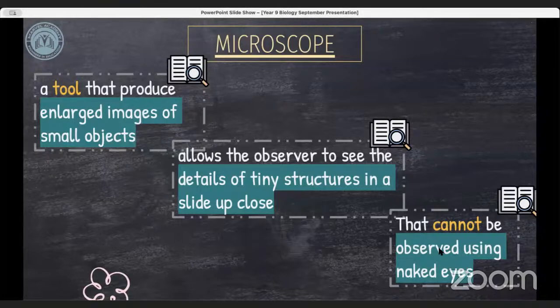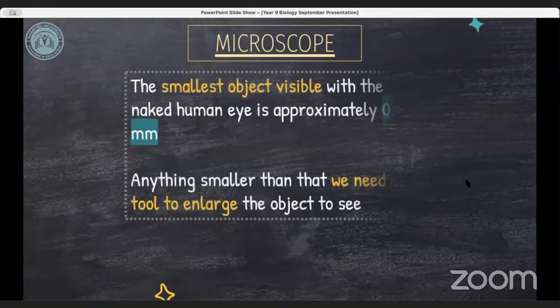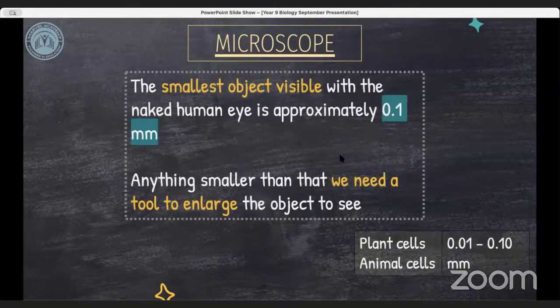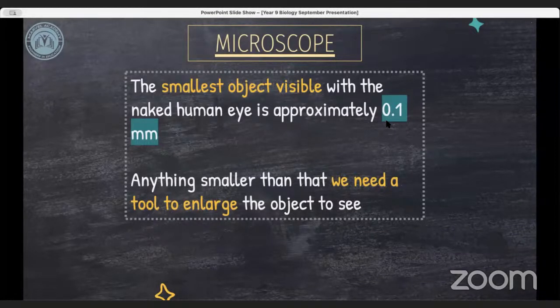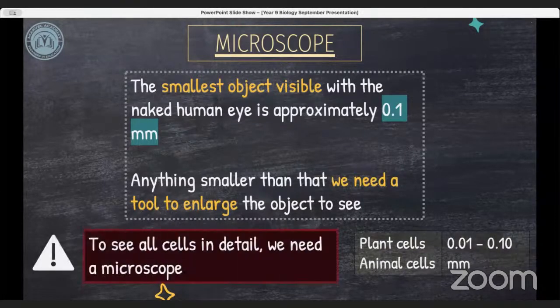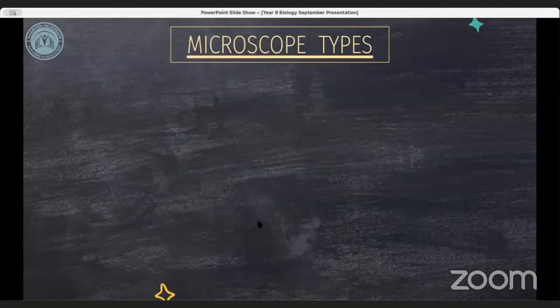And then, children, we also learned about the types of microscopes, and why we need to use a microscope. Especially, I want to highlight that the human eye is capable of seeing objects which are only 0.1 millimeter. So that's why we need them. And you can see here the plant cells and animal cells are very small, so we can't see them. So that's why we need a microscope.